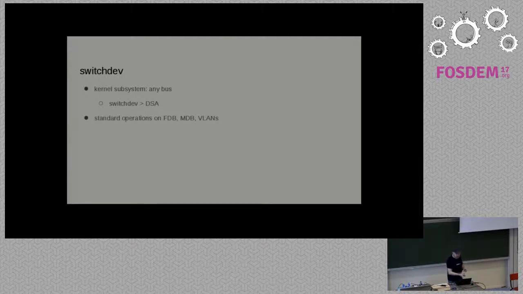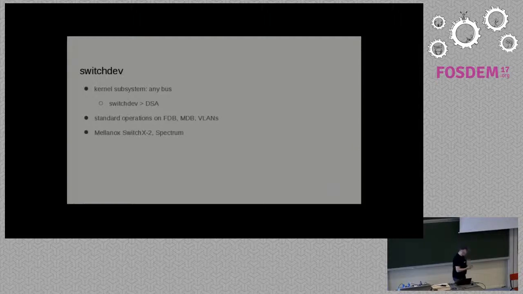It's got standard operations to work on your FDB. So add entries, age entries, set aging time, and various other parameters. MDB support as well, so multicast caching, group caching, and things like that. VLANs as well, setting up VLANs. That's switchdev.